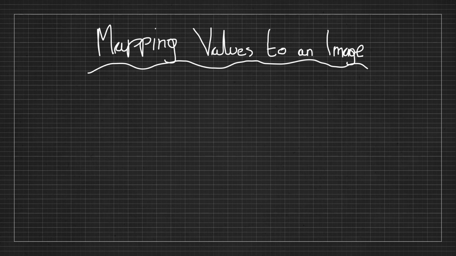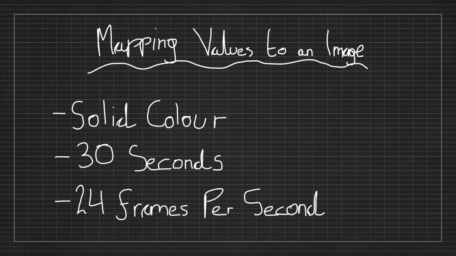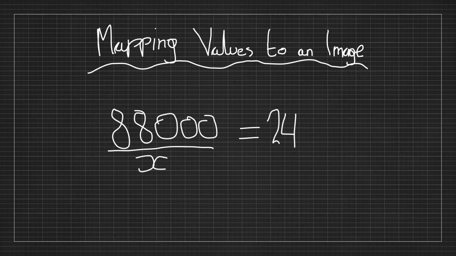So now we have all this audio data, we want to map these values to something. So let's say for this project we want to produce an animation that is a solid color. The video is 30 seconds long at 24 frames a second and a sample rate of 88,000 samples. So if we have 88,000 audio samples a second, but only 24 frames per second for the video, we want a way to map this 88,000 to the 24. So 88,000 divided by 24 equals about 3,666.